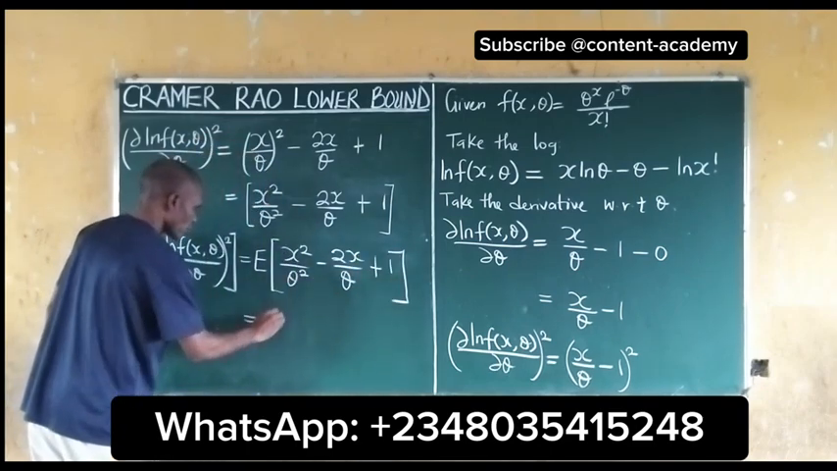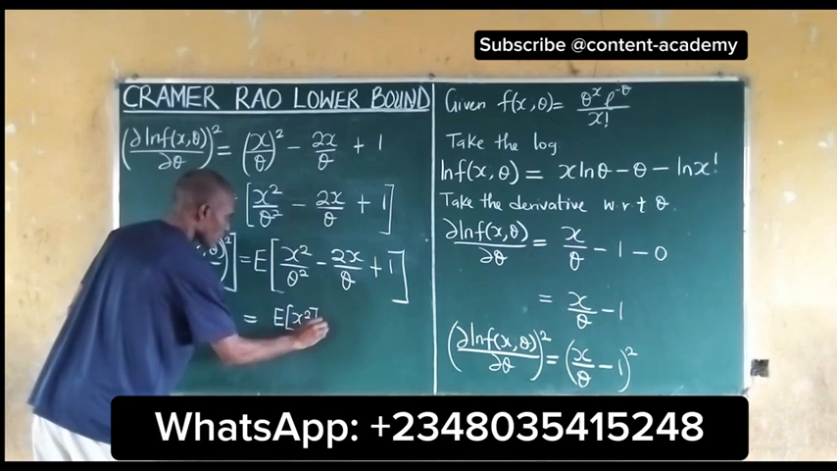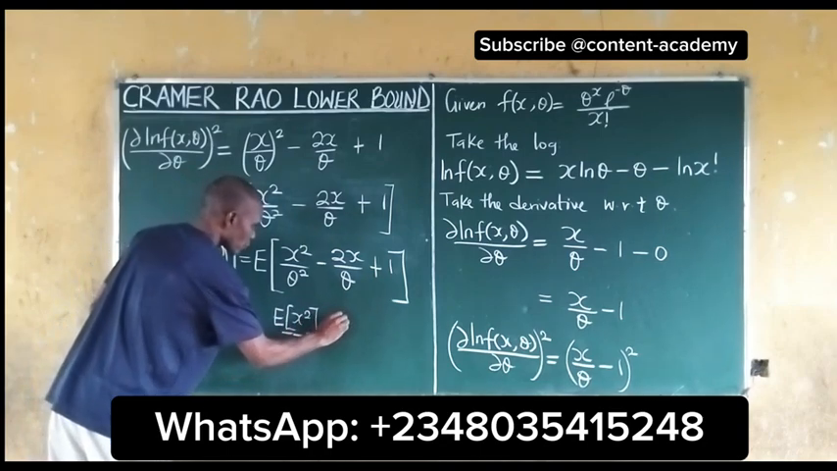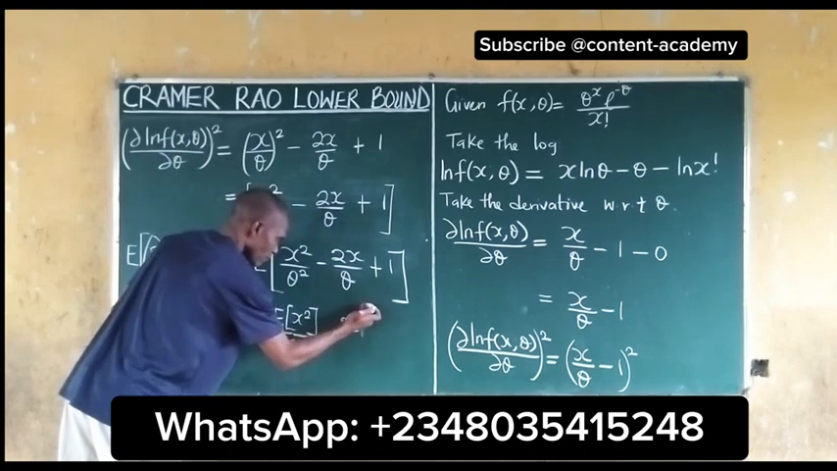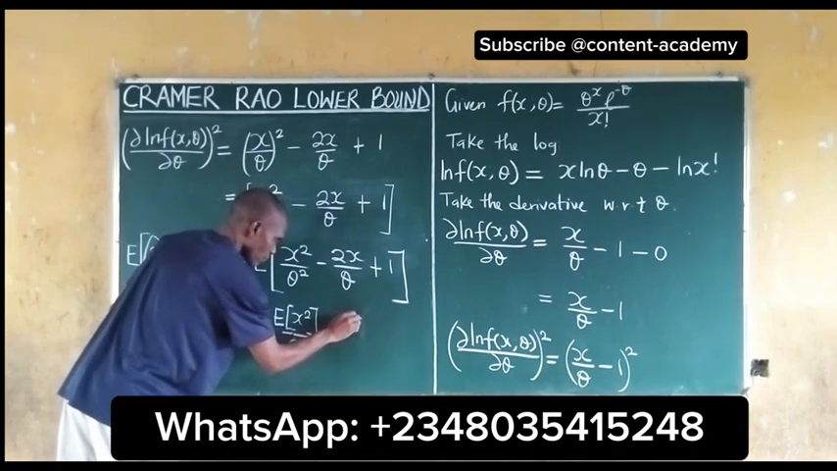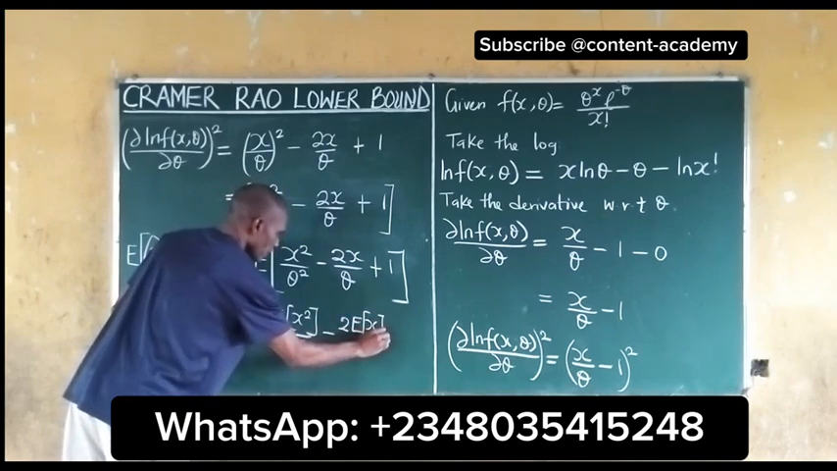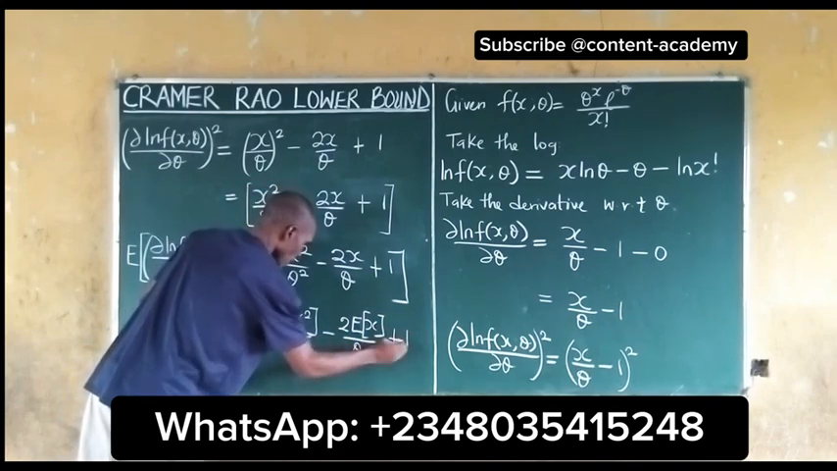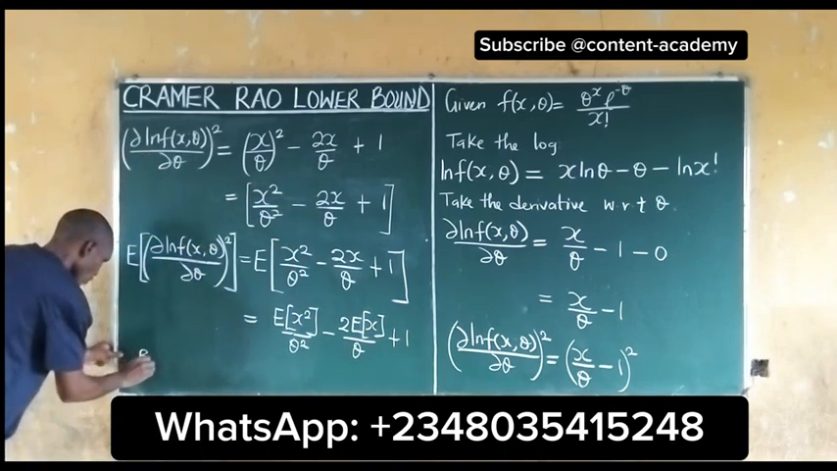So if you take the expectation, we'll get expectation of x squared all over theta squared, minus 2 expectation of x all over theta, plus 1. So this is what we get.